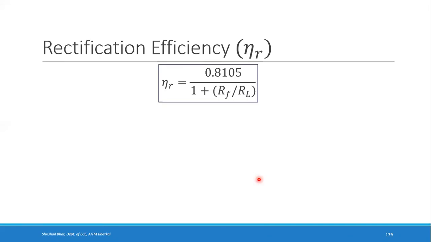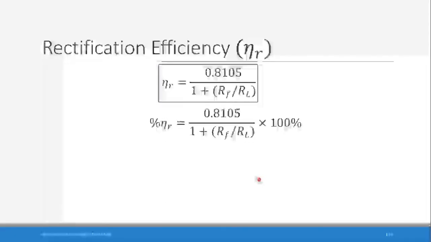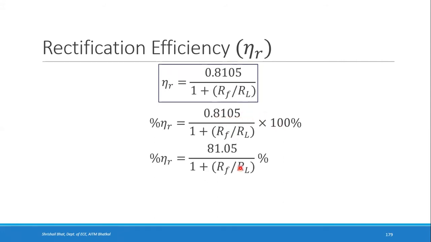Next, if I want to find this in terms of percentage, I have to multiply this by 100. If I multiply by 100, I'll get 81.05 divided by 1 plus RF by RL, that much percentage. That's the efficiency in case of a full wave rectifier. So you can see it's doubled. In the case of half wave rectifier, this term was 40.5, right? Here you have got 81.05. It's doubled, because obviously both the half cycles are coming to the output.